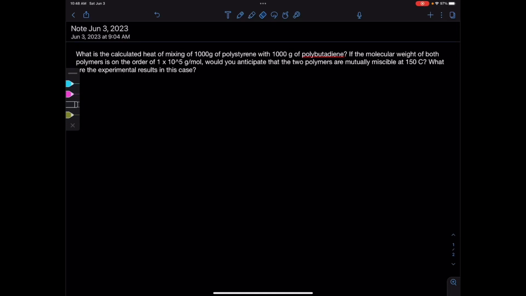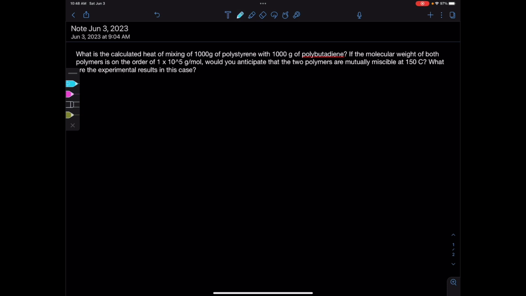What is the calculated heat of mixing of 1000 grams of polystyrene with 1000 grams of polybutadiene? If the molecular weight of both polymers is on the order of 1 times 10 to the power of 5 grams per mole, would you anticipate that the two polymers are mutually miscible at 150 centigrade? What are the experimental results in this case?